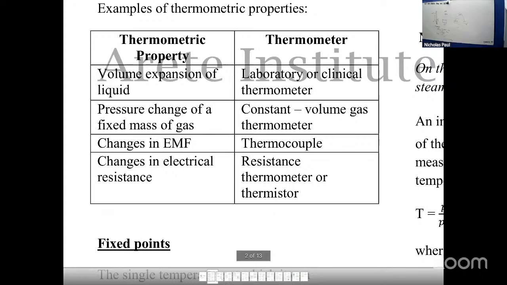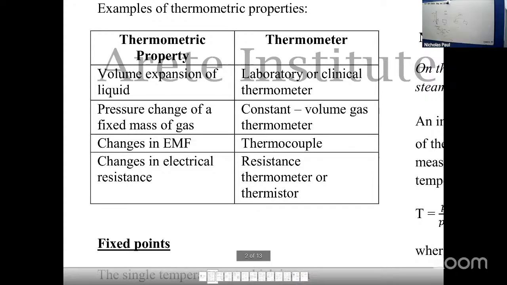Next one, constant volume gas thermometer, change in pressure. Thermocouple, change in EMF. What is EMF? Electromotive force is really voltage. The resistance thermometer measures the electrical resistance. So any one of these four is a thermometric property, and we can use any one of these to find temperature.